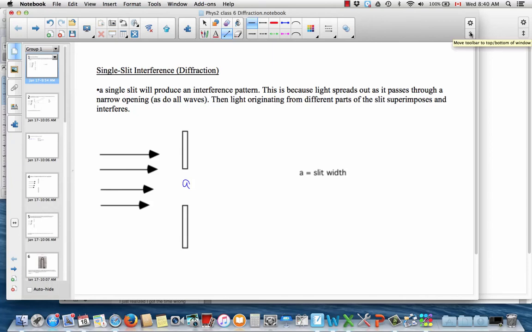All right, so our last topic was two-slit interference, and light rays from two different slits interfered and gave constructive and destructive interference at different angles. Now we're going to look at interference within the slit.